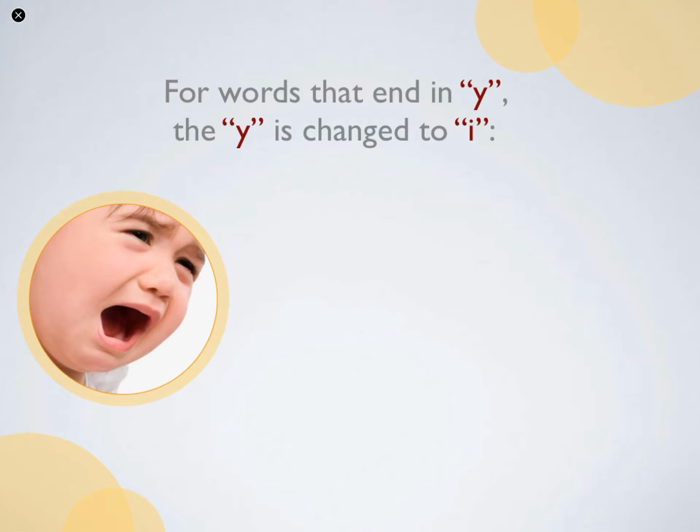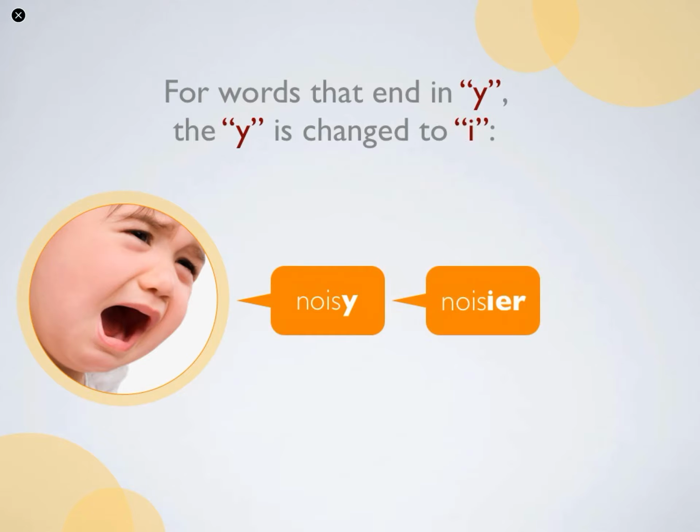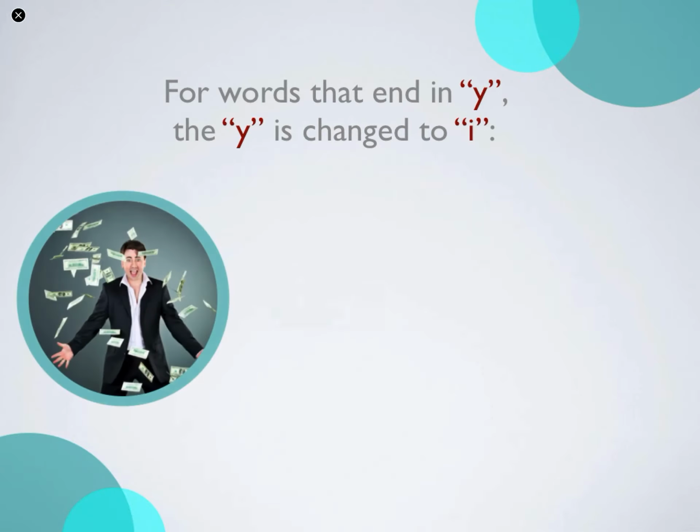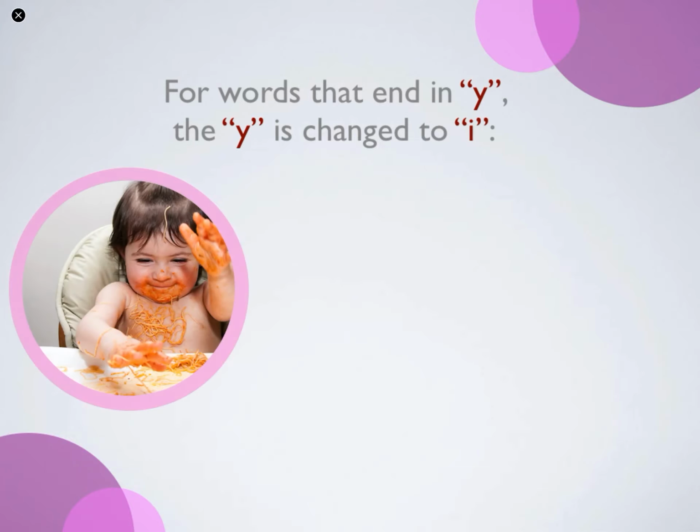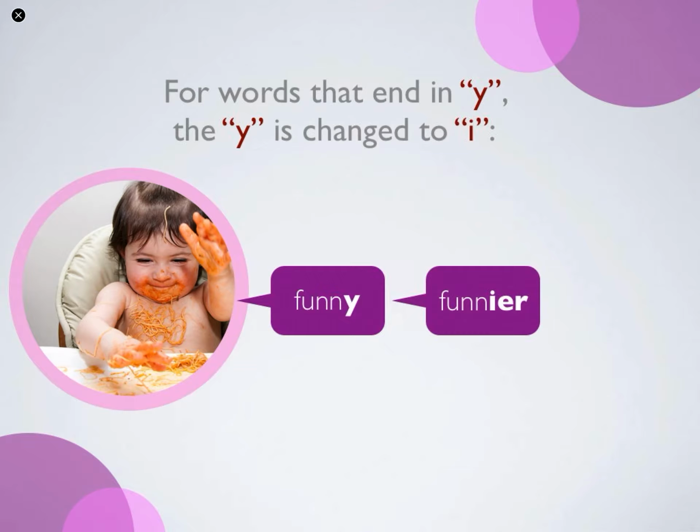What about adjectives that finish in Y? We change the letter Y to the letter I. For example, noisy becomes noisier, with IER at the end. Lucky becomes luckier. And funny becomes funnier.